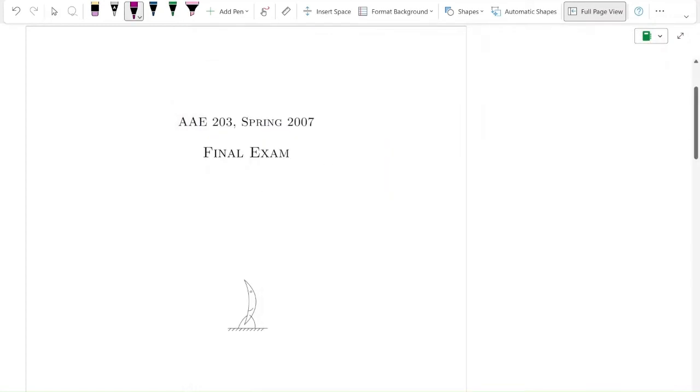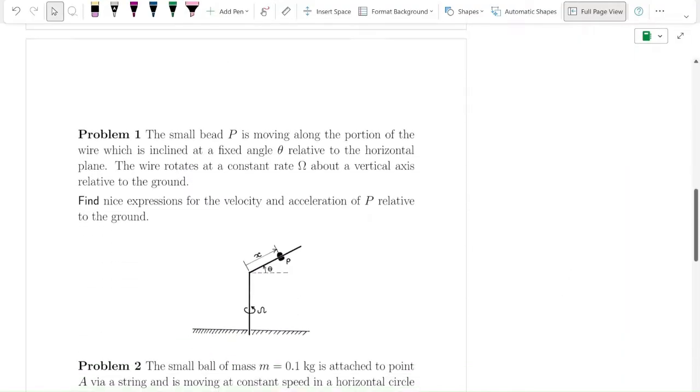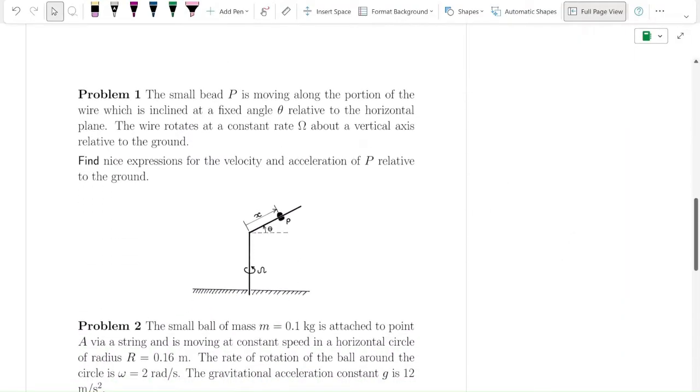Hey everyone, so today we're going to be solving the final exam of spring 2007. In this first problem, we have a small bead P moving along a part of the wire that is inclined at a fixed angle theta, this part here, relative to the horizontal plane. The wire rotates at constant rate omega about a vertical axis relative to the ground. Find nice expressions for the velocity and acceleration of point P relative to the ground.